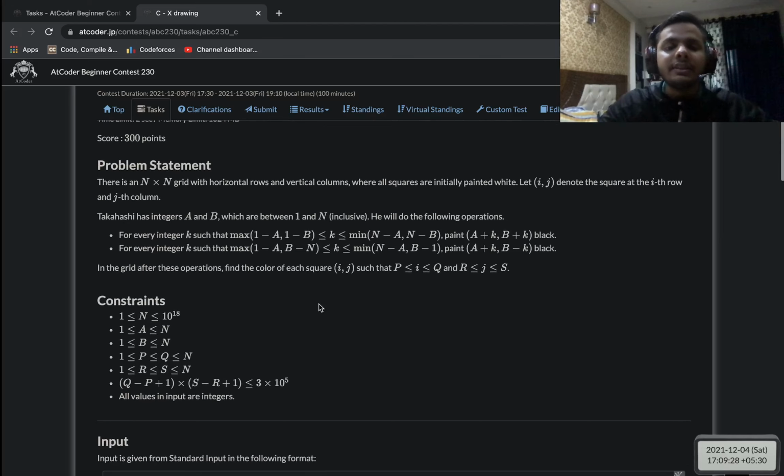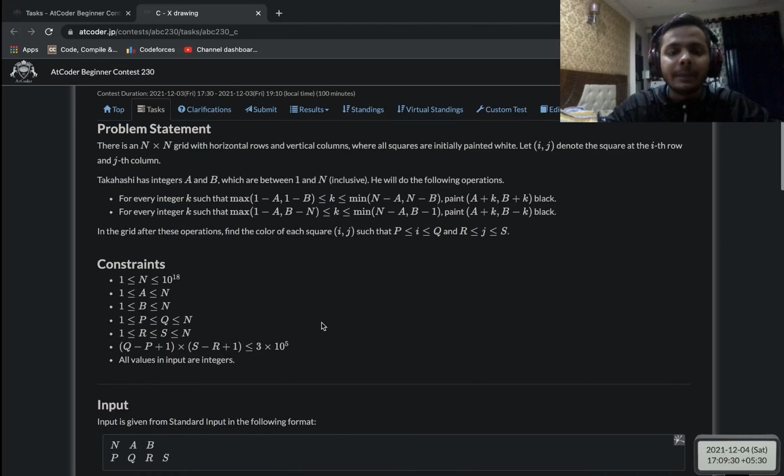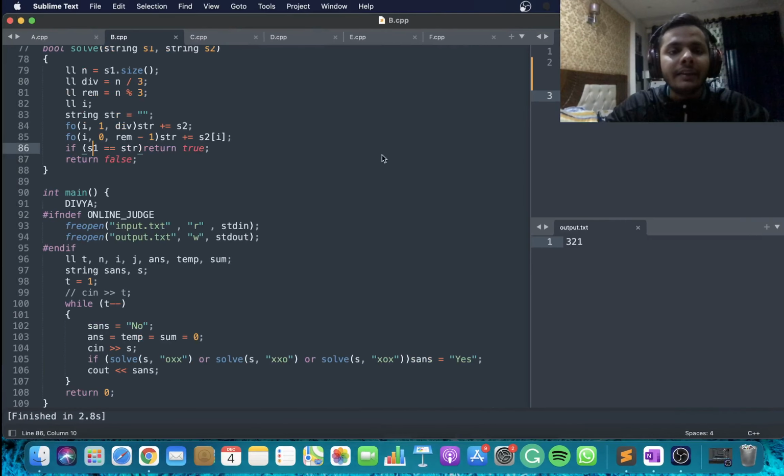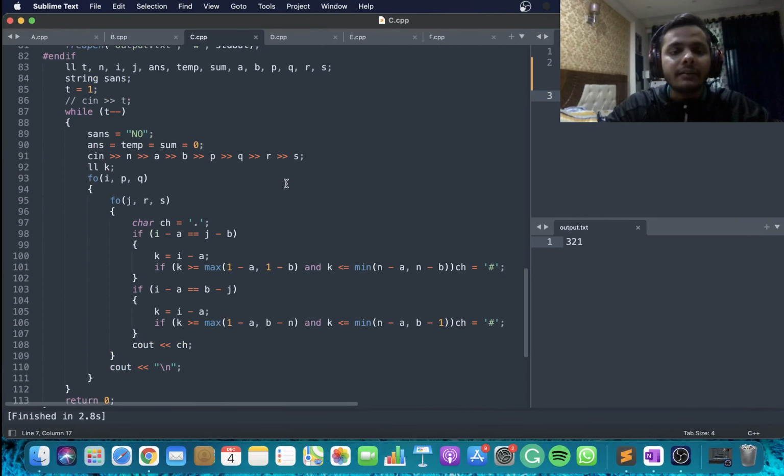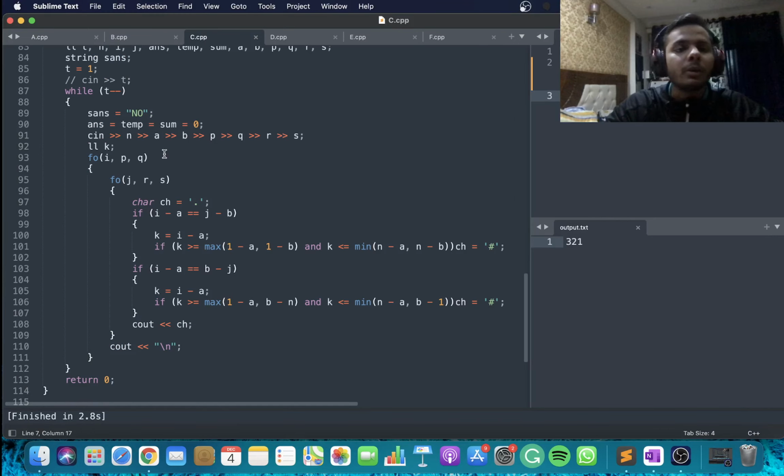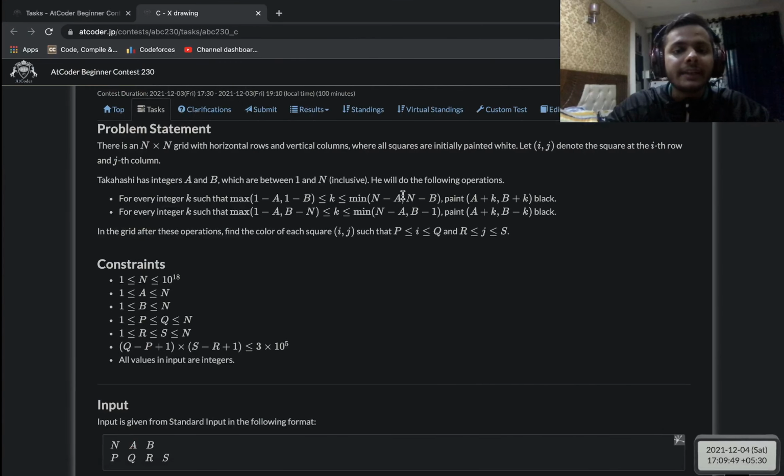Essentially what happens here is that you don't have to apply any brains, even though the constraints are high. What you can do is output all the elements from p to q and from r to s, right? So you first loop from p to q and then you loop from r to s. Currently you are at cell i comma j, and you just check whether that particular cell i comma j belongs to these two ranges or not. And that is pretty easy to do.